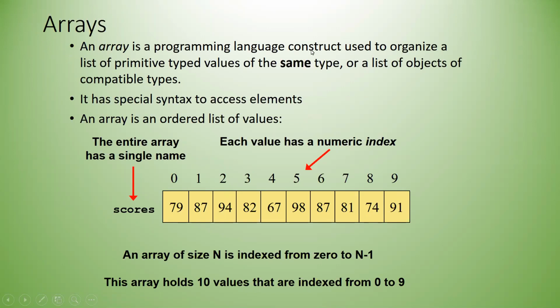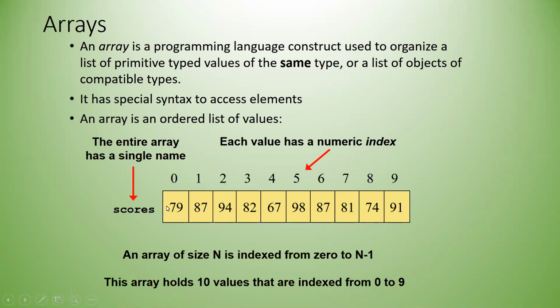Okay, so this is used to organize a list of primitive type values of the same type or a list of objects of compatible types. An array itself is an object. It's defined behind the language by the language developer. It's an object, that means it's a class, right? When you create an array, you are creating an object from that class. An array can hold primitive data type values. It can also hold objects.